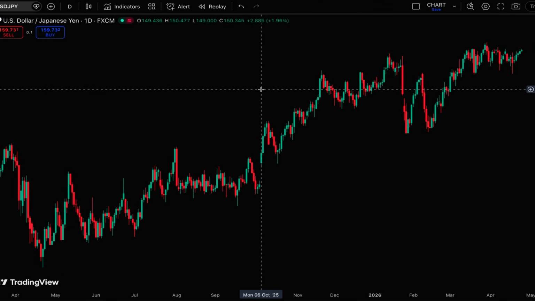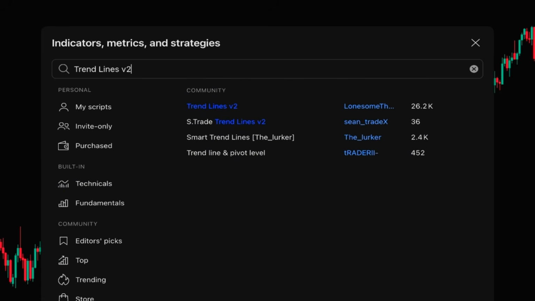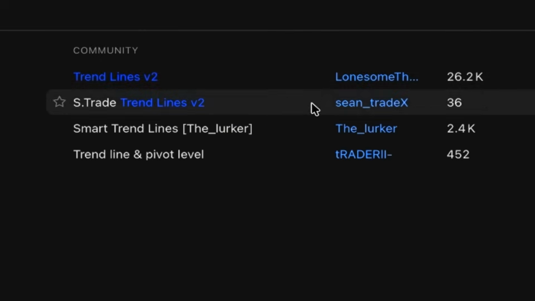Alright, let's add the first indicator. Here we click on indicators and we search trend lines version 2. This one, which is written by Lonesome the Blue.